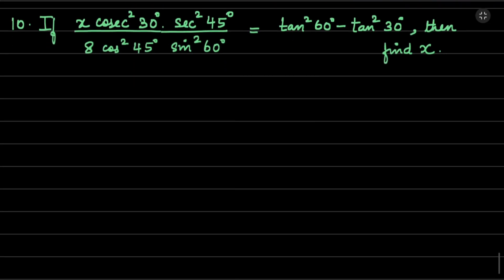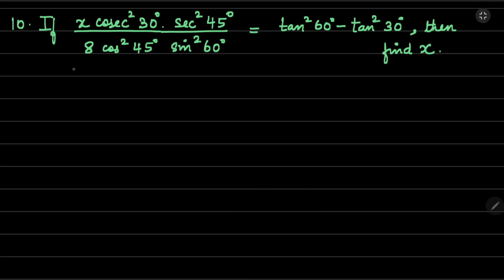The 10th question for today, you are given if x multiplied by, it's just the coefficient of cosecant square 30 multiplied by secant square 45 divided by 8 cos square 45 sin square 60 equal to tan square 60 minus tan. So you should know all of these values if you have to find out x.